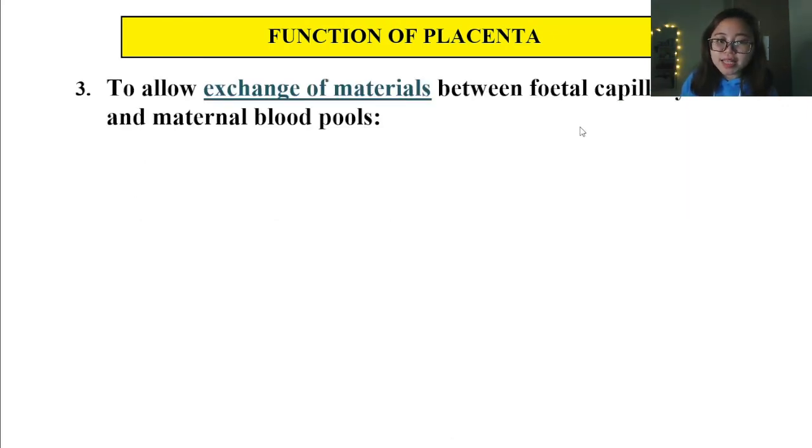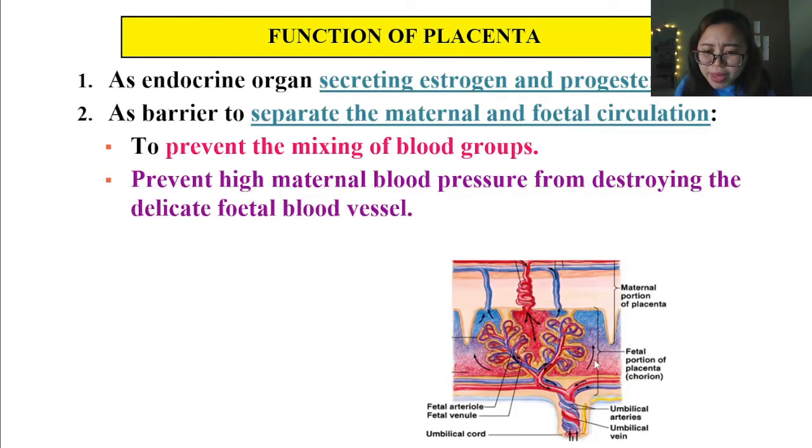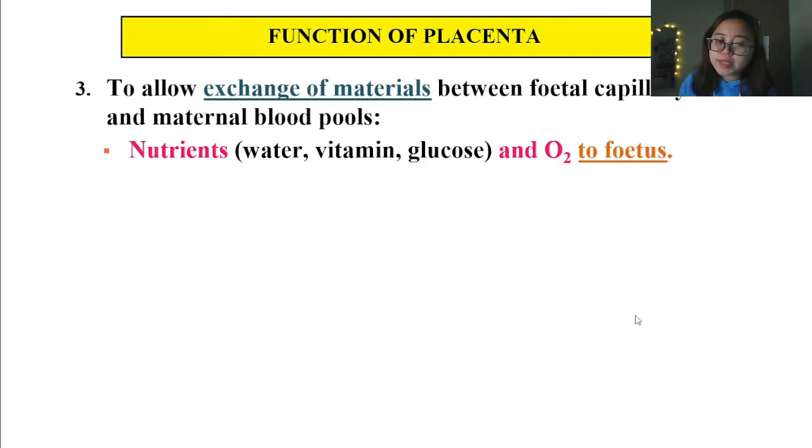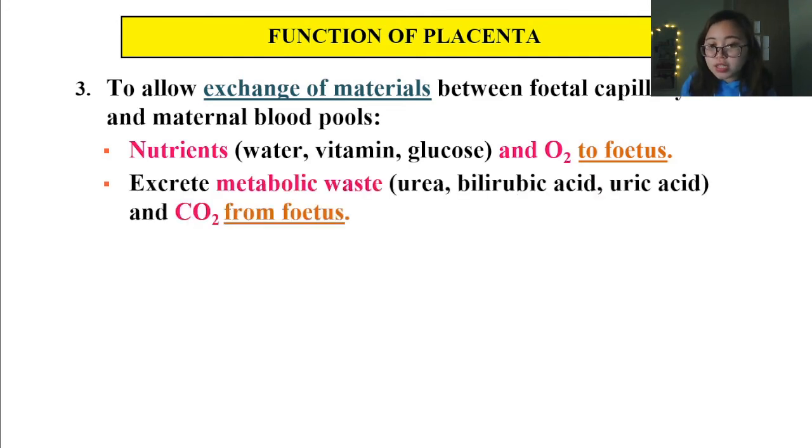Third function of placenta is to allow exchange of materials between fetal capillary bed and maternal blood pools. So, fetal capillary bed adalah di sini, maternal blood pool adalah yang warna-warna di belakang itu. Okay, so what happens there? Nutrients such as water, vitamins, and glucose, and oxygen are exchanged to the fetus. The fetus will excrete metabolic waste such as urea, bilirubin, uric acid, and CO2 and give that to the placenta.